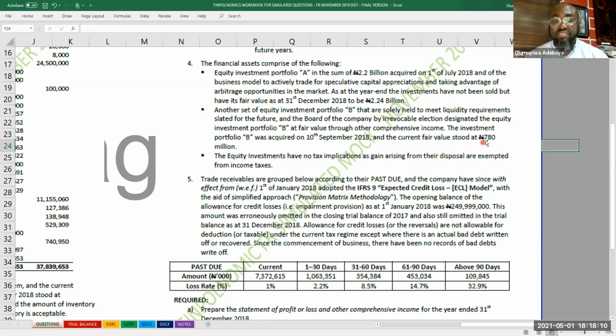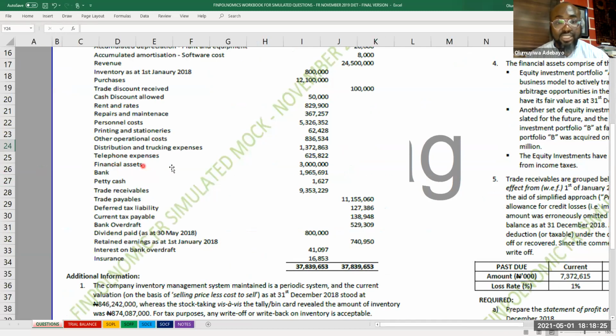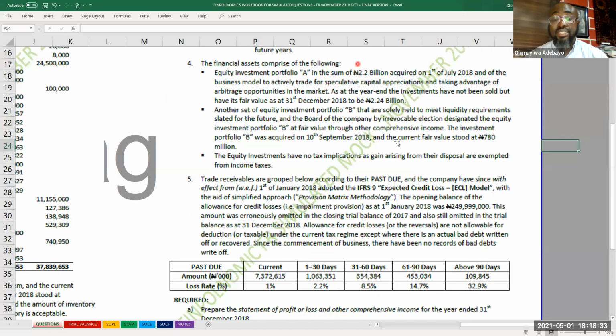Now, they gave us the fair value at 780 million, but they didn't give us information about the cost. But if you recall, they said the financial asset comprises of these two. Now, what is the total cost of the financial asset in the books? The financial asset in the books sum up to 3 billion. If that is the case, out of the 3 billion, 2.2 billion belongs to portfolio class A, and the balance will belong to portfolio class B, which means the balance is 800 million. But the 800 million now has reduced to 780, which means the fair value loss of 20 million will go to other comprehensive income.